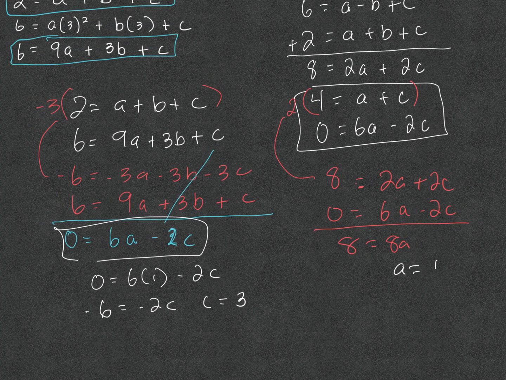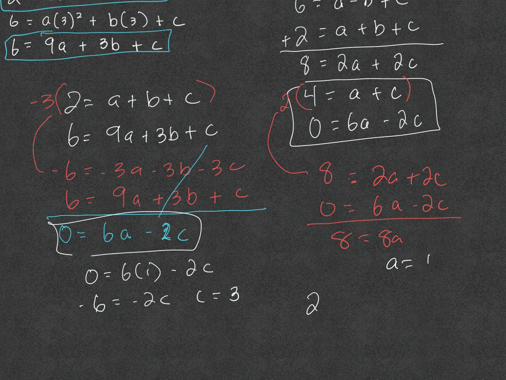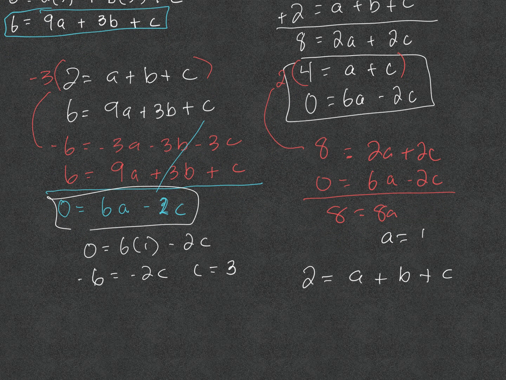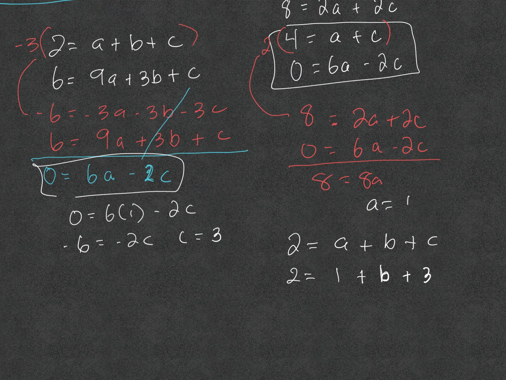Okay, now I can find b. Remember, 2 is equal to a plus b plus c. Well, 2 then is equal to 1 plus b plus 3. And so what we get is 2 is equal to 4 plus b. And then b is equal to -2. And so I have it. I have a equal to 1, b equal to -2, and c equal to 3.